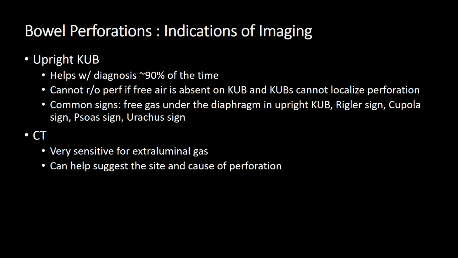A KUB does have its limitations, although it can help diagnose pneumoperitoneum about 90% of the time. If your clinical suspicion for a perf is high, but you can't see free air on the KUB, you still can't rule out a perforation. This is where a CT scan can be helpful. Not only is it more sensitive than an X-ray, but it can also provide more evidence on where the perforation is and some more information on what may have caused the perf in the first place. If a patient takes oral contrast, you may also see extraluminal contrast on the CT from GI spillage. Now I'm going to go over a few findings of a GI perf on a KUB.